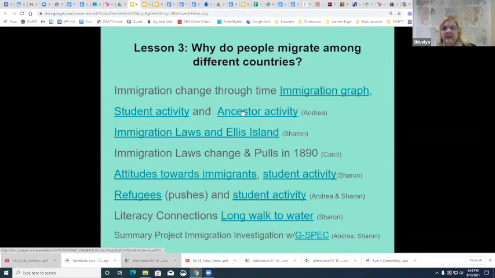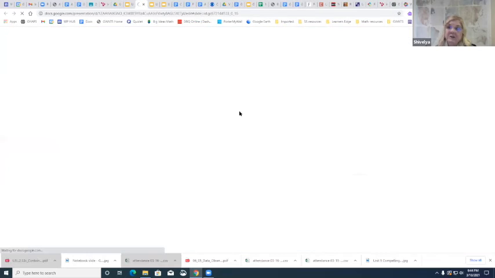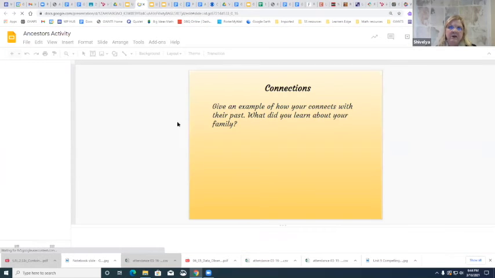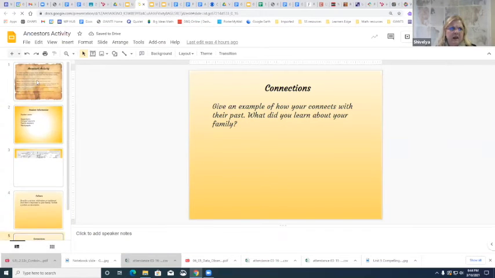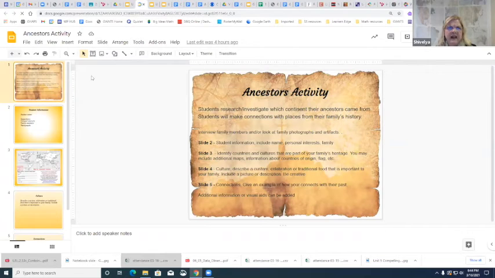The last thing is, because we are talking about immigrants, we started by asking them the question, where did their families come from? Did they know about their families? So there's an activity that we've included, and this is something that you have to kind of gauge as to how receptive students are.